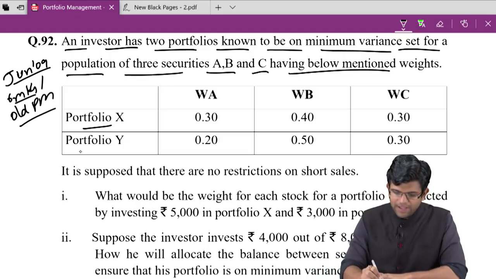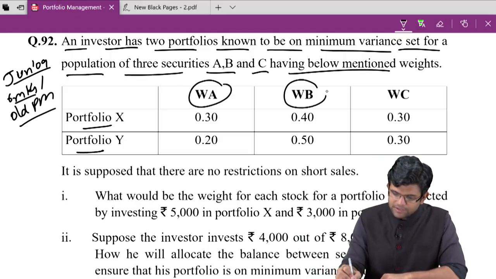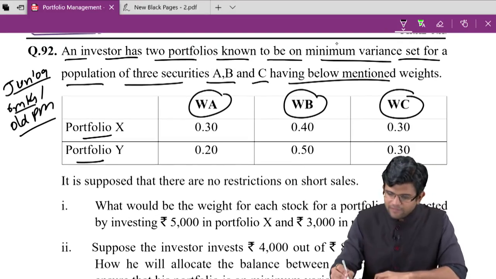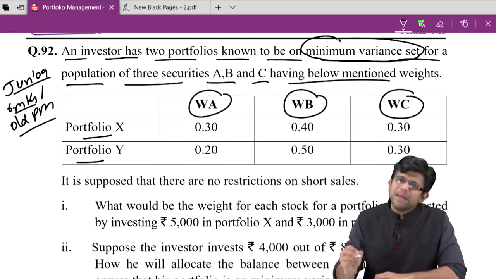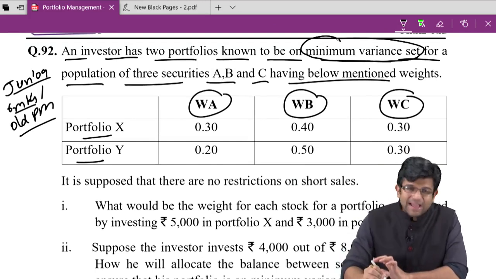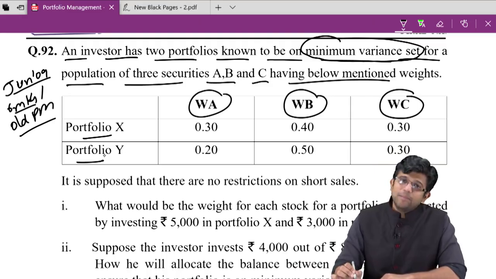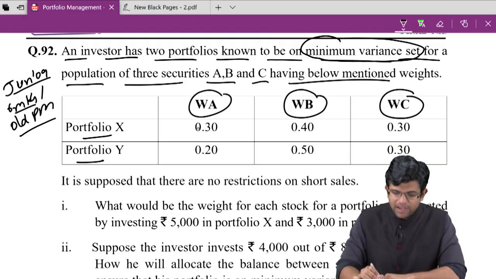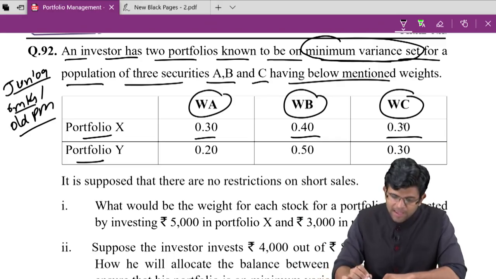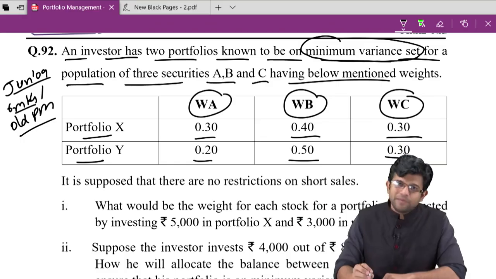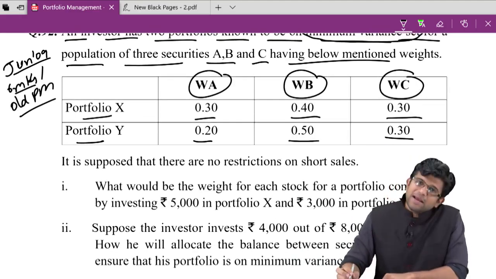So they have given you portfolio X, they have given you portfolio Y, weight of A, weight of B and weight of C. So what they are saying is that there are these 2 portfolios X and Y which are to be understood as minimum variance portfolios, and in X and Y, the proportions of A, B and C. So basically X and Y are portfolios, A, B and C must be securities. The weights are given. In portfolio X, the weight of A is 0.3, weight of B is 0.4, weight of C is 0.3. In portfolio Y, weight of A is 0.2, weight of B is 0.5, weight of C is 0.3, and they say that these portfolios lie on the minimum variance set, which means these have the least sigma p.